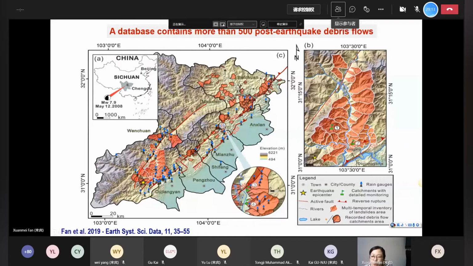And we try to understand what really controls the post-seismic debris flows. We created a database for the post-seismic debris flows, including about 500 debris flow events after the earthquake, and also the rainfall data. We have a widely distributed rain gauge network, as you can see from the blue dots here. So that helps us understand the triggering rainfall threshold for these debris flow events.